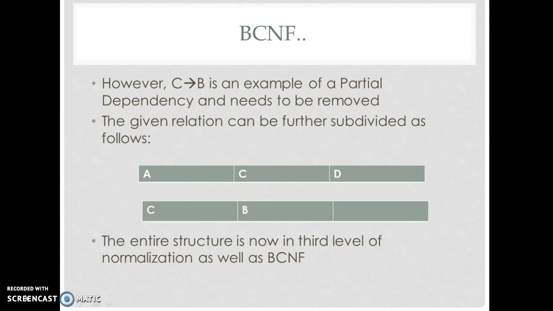So now we can restructure our original table into 2 smaller tables. The first table has a combination of columns A and C as the primary key, which together help us in determining D. The next table has C as the primary key, which helps us in determining column B.